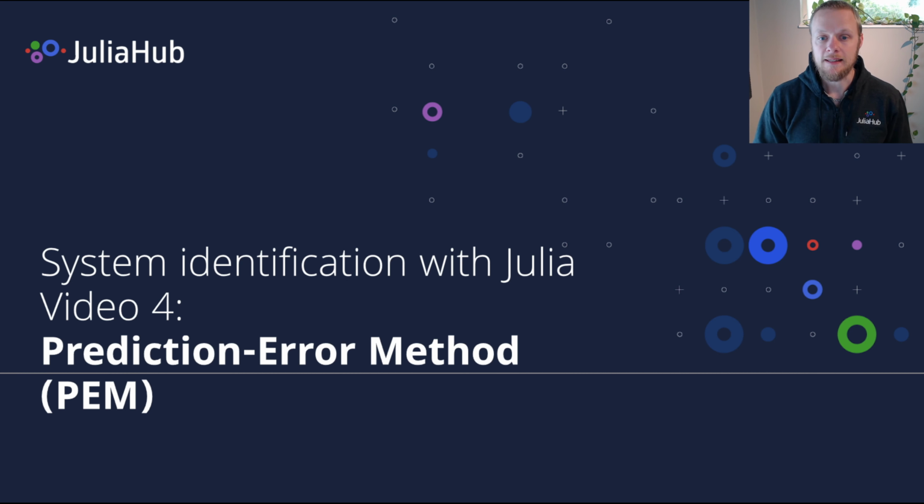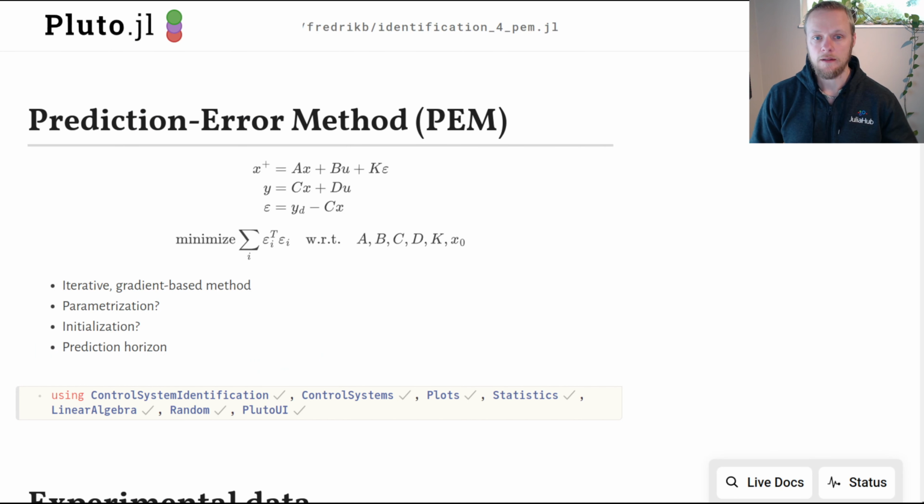Today we will estimate a linear state space model using the prediction error method. I'm here in the Pluto notebook, and we're first going to have a look at the particular state space model we're going to estimate. So we have a model where the state x in the next time step is equal to Ax plus Bu plus some little correction term K times epsilon.